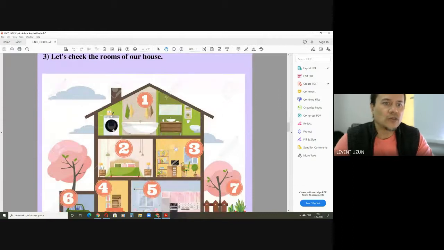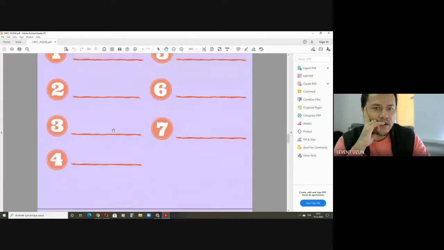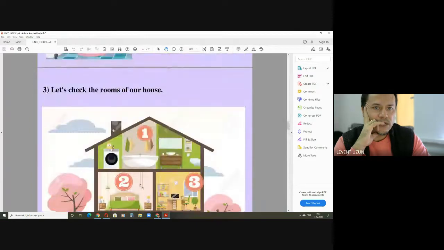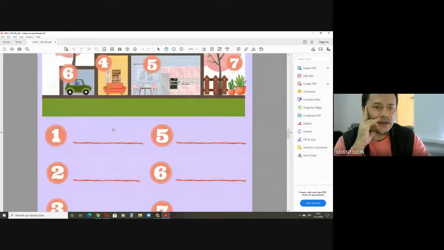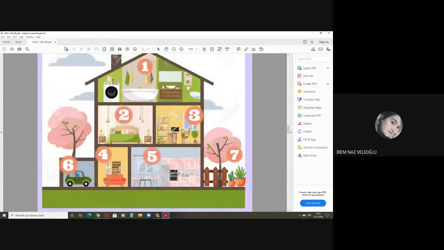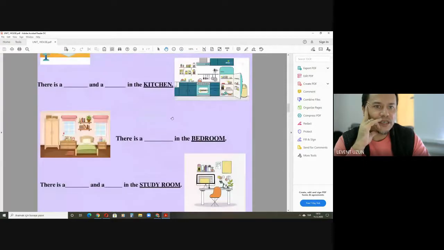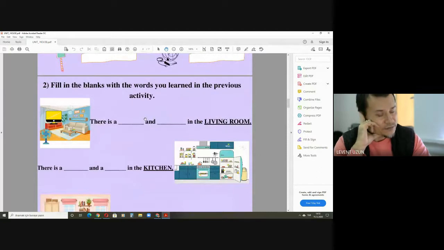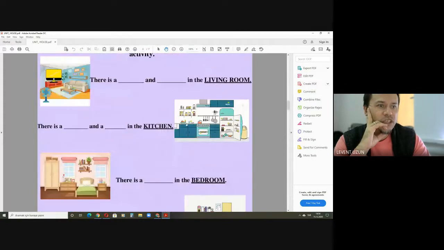Let's check the rooms of our house. Now you teach something else here. So what are we supposed to do here? They learned the parts of the house in the previous activity. Now they will write the names of them. Good. So this is how we connect. In this part, we don't only check the correct pronunciation of all these words, but also we teach them new words.